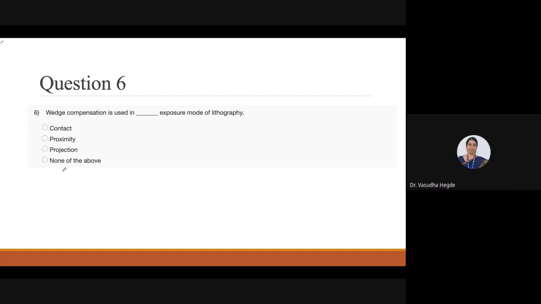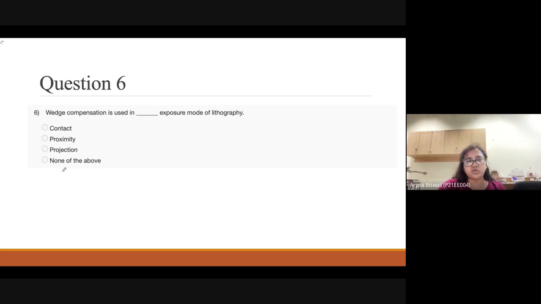I have no idea what wedge compensation is like. Can you please tell me what is wedge compensation in the first place? When you go for the contact mode of lithography, wedge compensation is used. If there is a direct contact between the mask and the sensing layer, defects can happen. So to avoid this, wedge compensation is used.